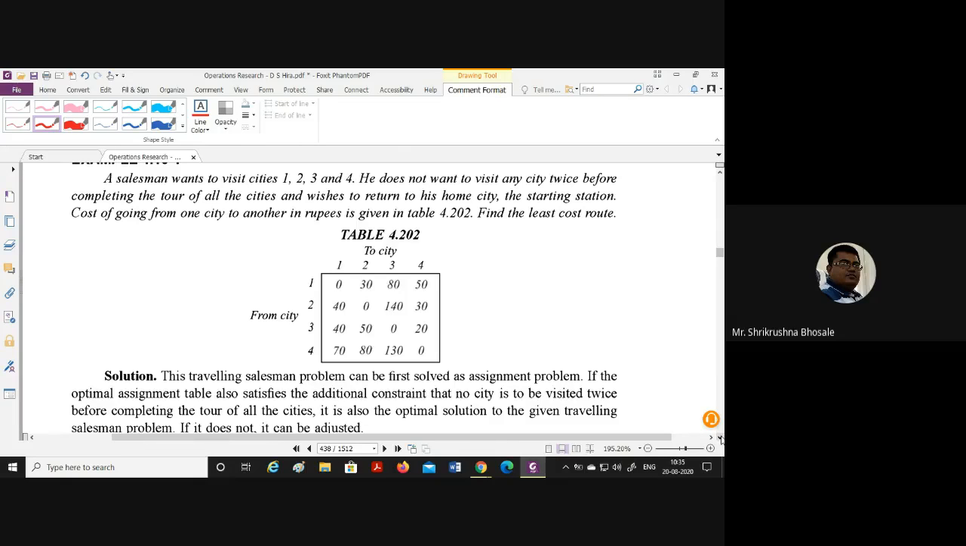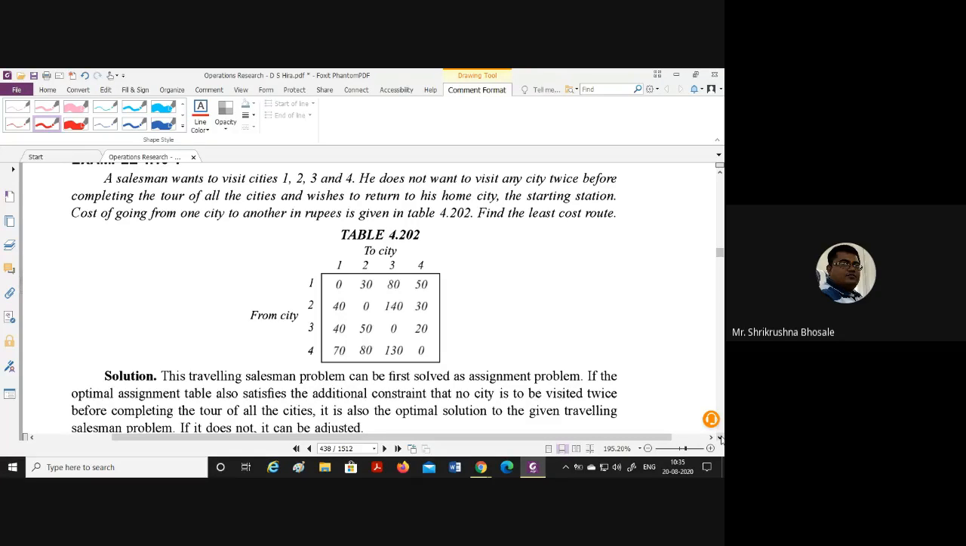Okay, city number 1 is the home city, or the starting city. Then the cost of traveling from one city to another city is shown in the table. From the first city to the first city, the traveling cost is 0. From the second city to the second city, it is 0. From the third city to the third city, it is 0. From the fourth city to the fourth city, it is 0. That's why diagonally zeros are there.